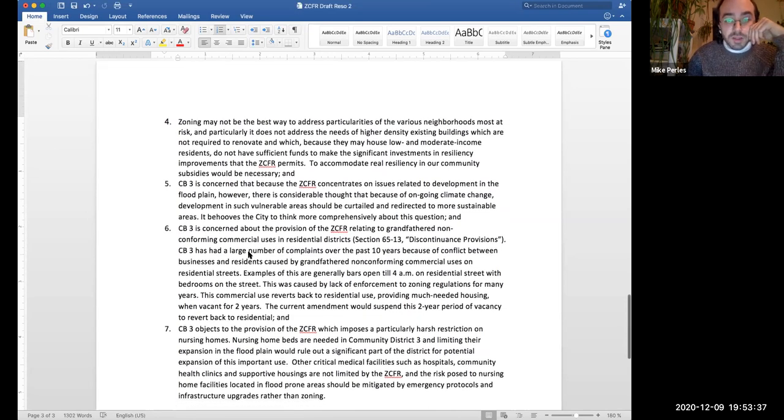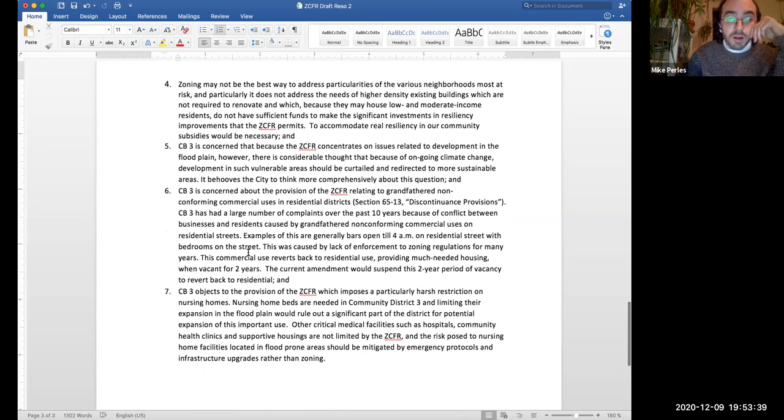And CB3 is concerned that because the ZCFR concentrates on issues related to development in the floodplain, however, there is considerable thought that because of ongoing climate change, development in such vulnerable areas should be curtailed and redirected to more sustainable areas. It behooves the city to think more comprehensively about this question.